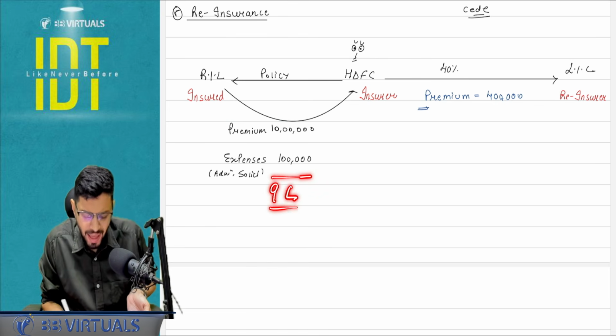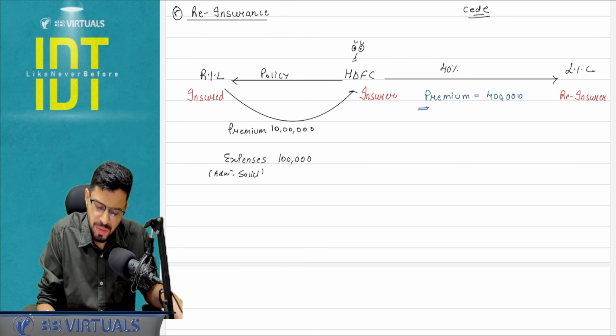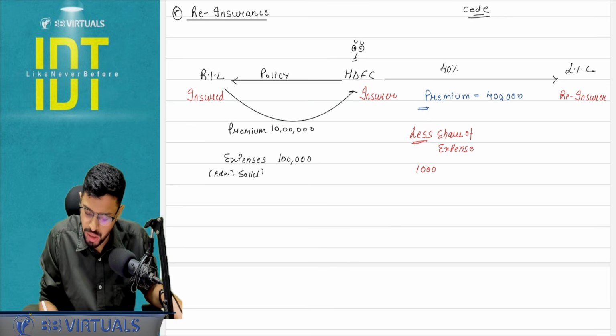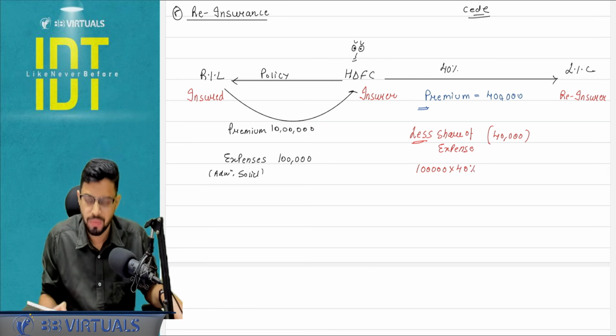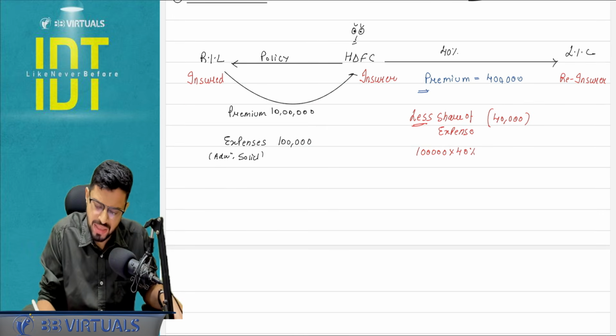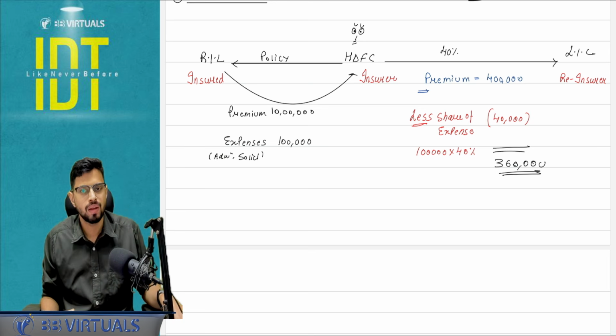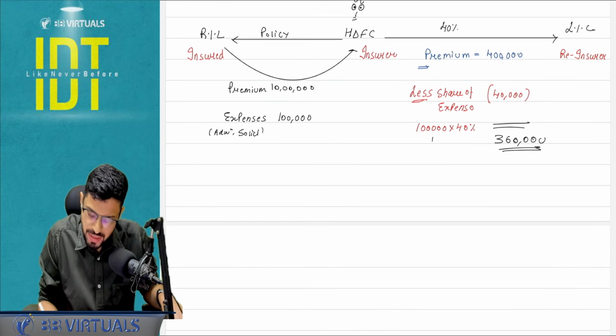the net amount you earned is 9 lakh. So okay, you reduce this share of expenses, that is 1 lakh into 40%, that is 40,000. It's fine, 3,60,000 you pay us net. And this share of expense is known as ceding commission. The technical word is ceding commission or reinsurance commission.